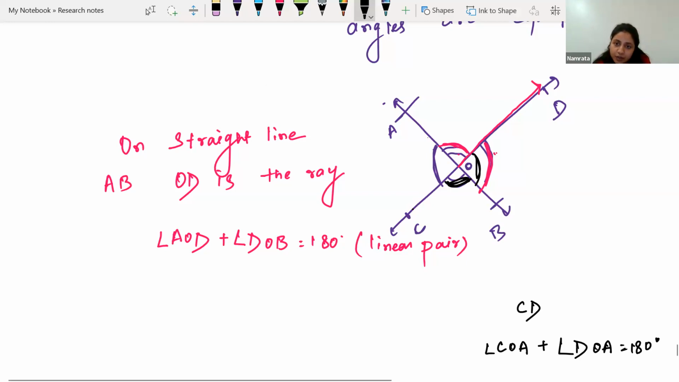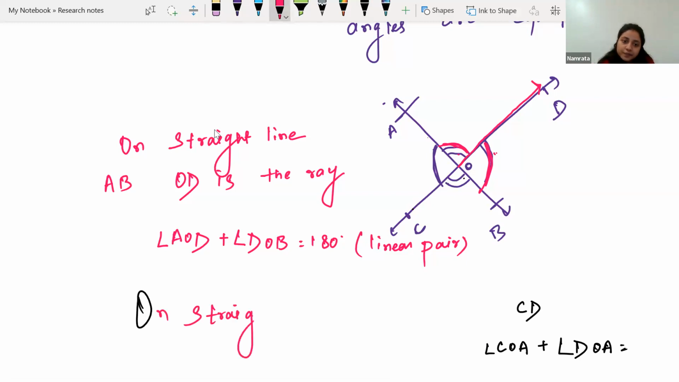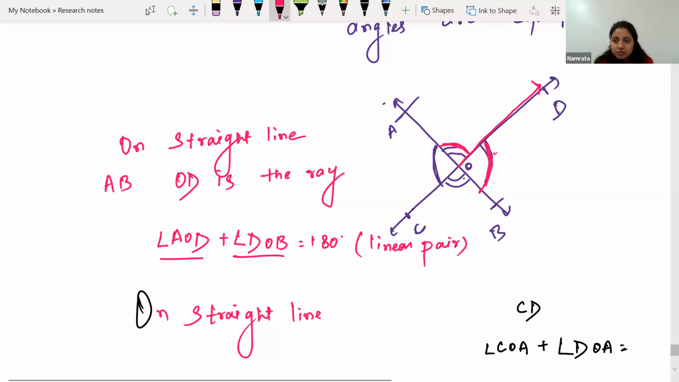If we take here on straight line, whatever pair I am having, I want to have any one angle from the same pair while writing the other case. We are having here a straight line AB, we are having here a straight line CD. If we take the straight line AB, we will be having the ray OD. Here we are having ray OC also. If we take a straight line CD, then there we are having ray OA. Here we are having ray OB.